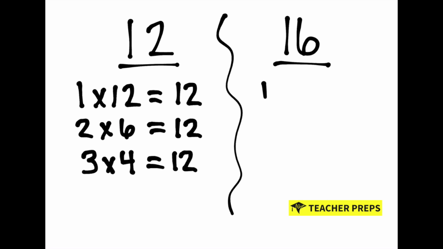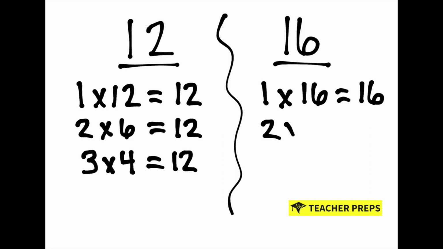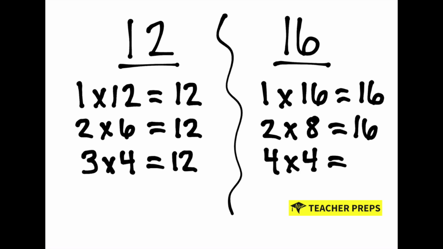We should always start with 1 times the number. So 1 times 16. Can you think of any other factors of 16? If you thought of 2 and 8, you're correct because 2 times 8 gets you 16. You also have 4 times 4. Now we have all the factors of 12 and 16.